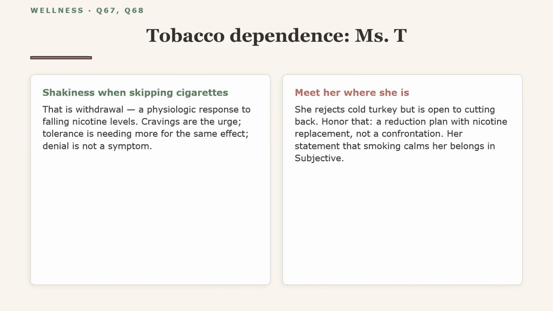Tobacco dependence. This is another example of one of our vignettes. Withdrawal from nicotine: they have a craving, an urge, tolerance, and needing more for the same effect. And she rejects cold turkey but is open to cutting back.